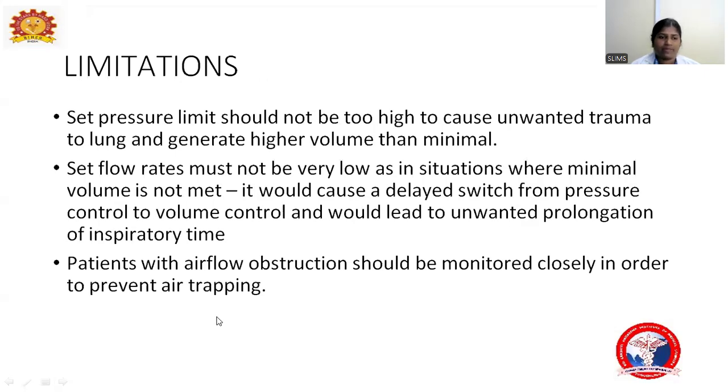What are the limitations of VAPS? The set pressure limit should not be too high to cause unwanted volume to the lung and generate higher volume than minimal. Set flow rates must not be very low, as in situations where minimal volume is not met, it would cause a delayed switch from the pressure control to the volume control and would lead to an unwanted prolongation of inspiratory time. And patients with airflow obstruction should be monitored closely in order to prevent air trapping.